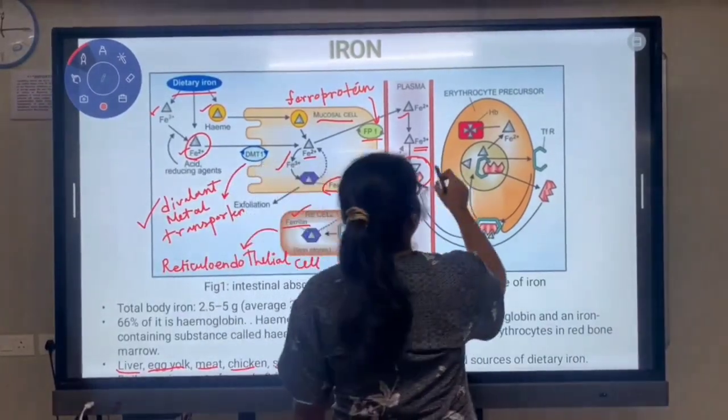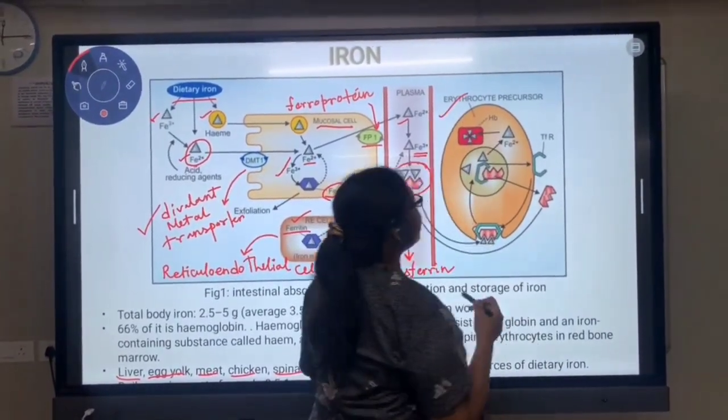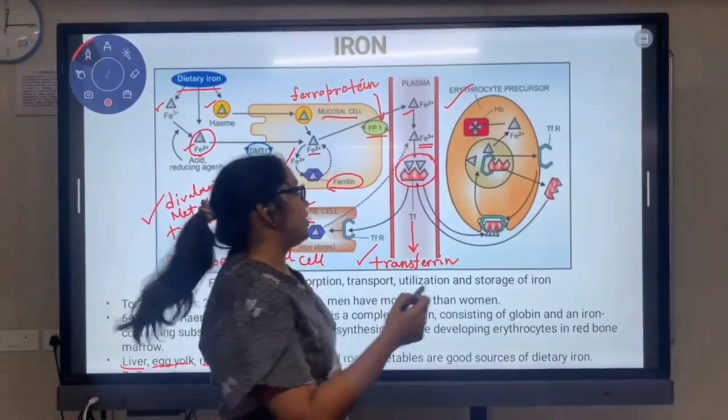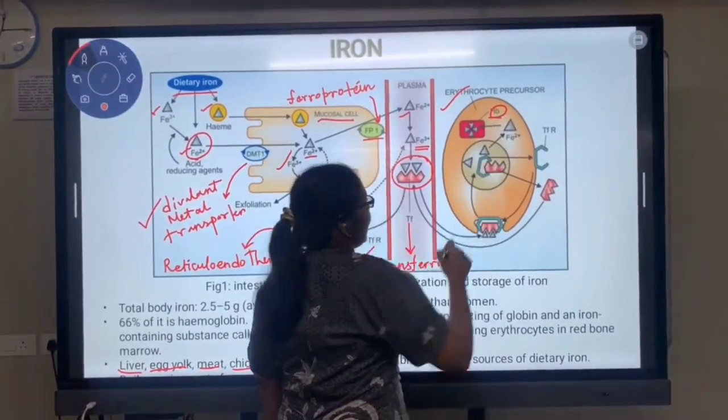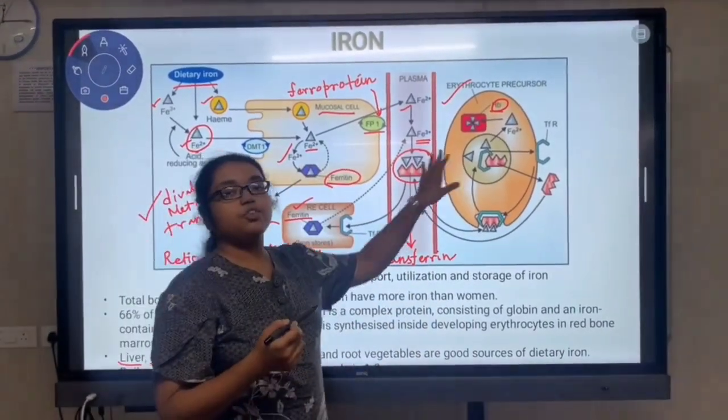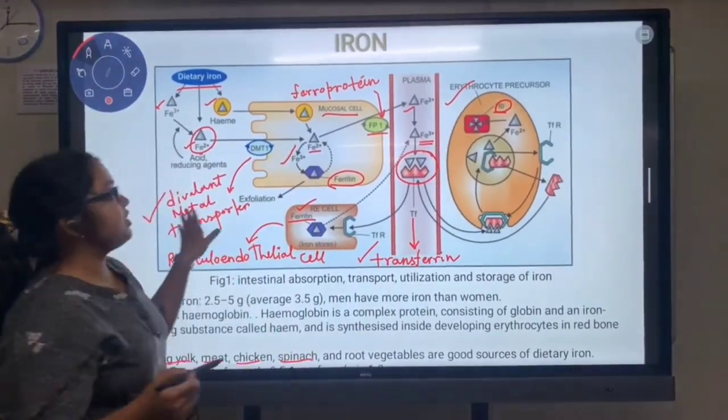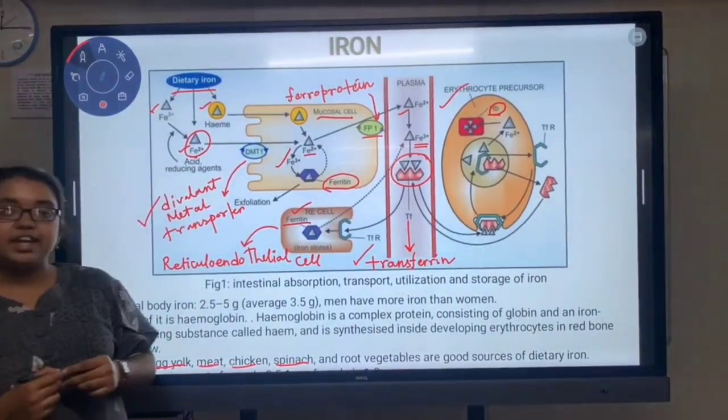And lastly, it can go to the erythrocyte precursor cell where it can raise the hemoglobin, and this is where the procedure of our erythropoiesis starts. So this is the procedure of iron absorption through the intestine.